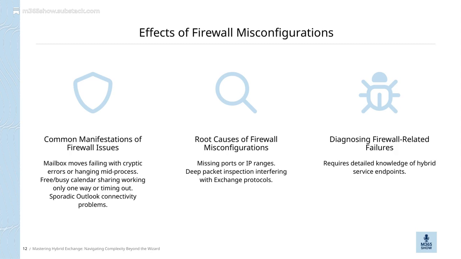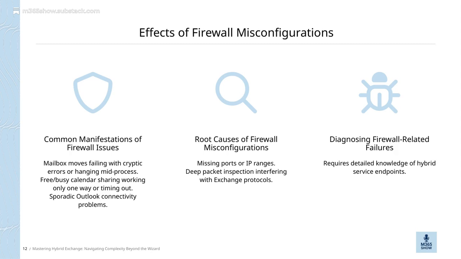For example, if mailbox moves are failing with cryptic errors or seem to hang mid-process, it often points back to firewall settings. Similarly, free busy calendar sharing might only work in one direction or time out altogether, which can be frustrating. You might also notice sporadic Outlook connectivity problems, which are often related to inconsistent firewall rules or inspection settings. All these issues are manifestations of firewall misconfigurations.